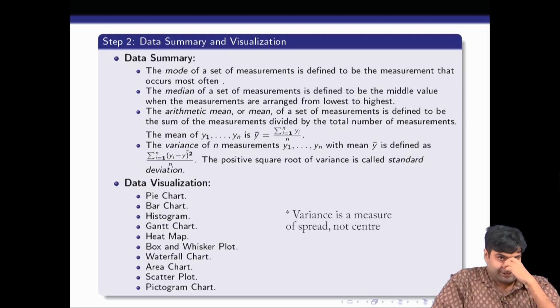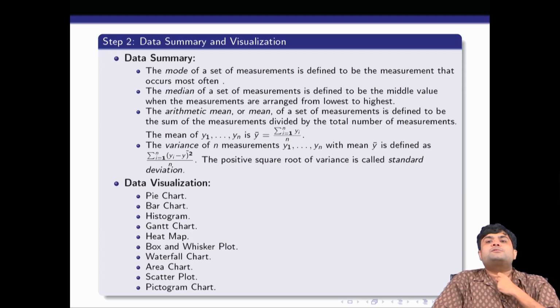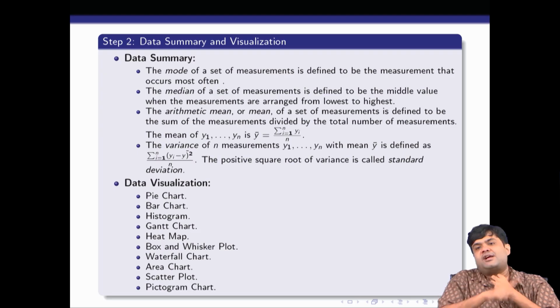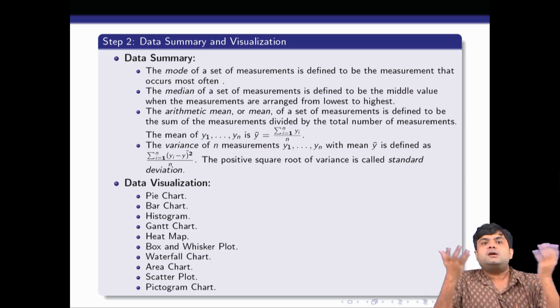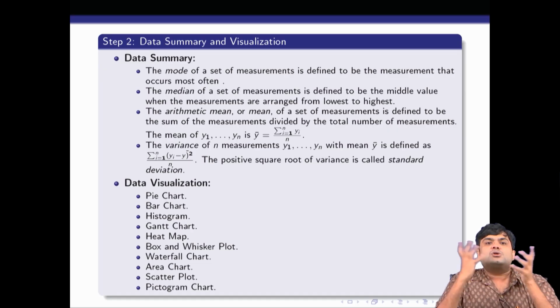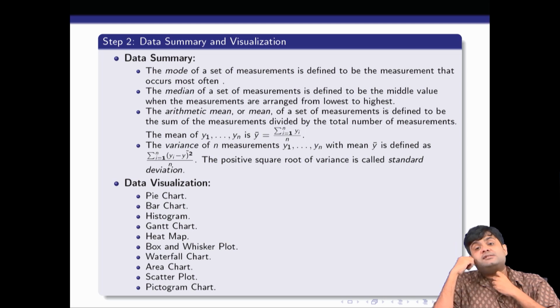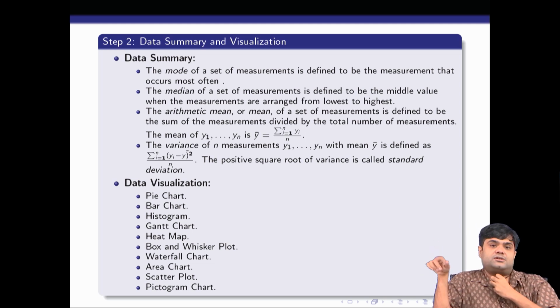The arithmetic mean, if the measured values are y1, y2, ..., yn, is just the sum divided by the number of measurements, n. The variance is defined as the average squared distance of every data point from the center. This is 1 over n, summation of (yi minus y bar) whole square.